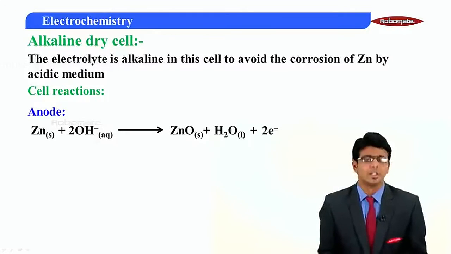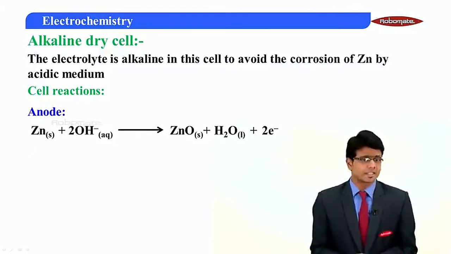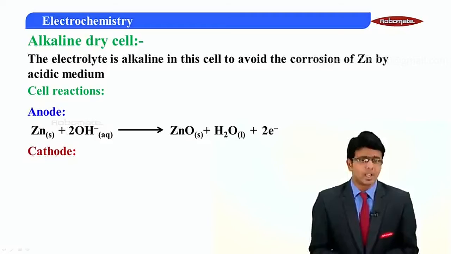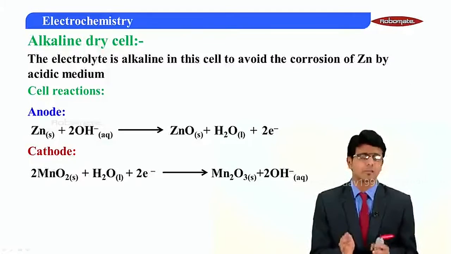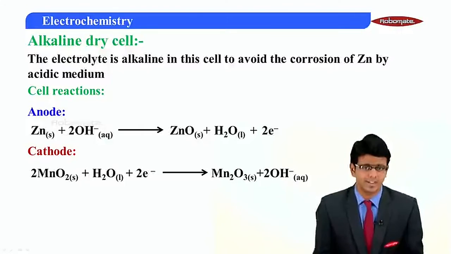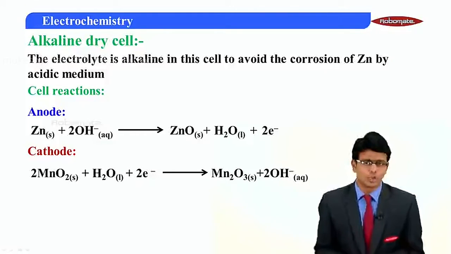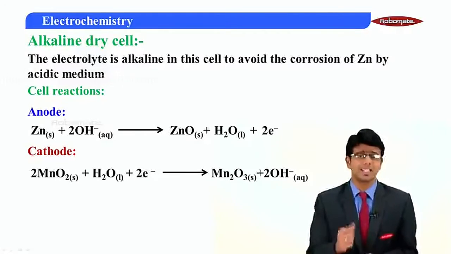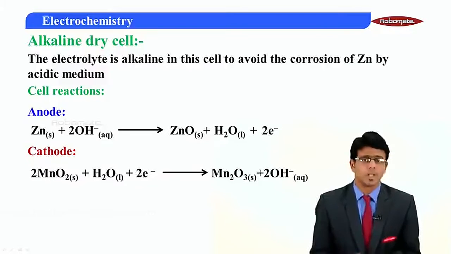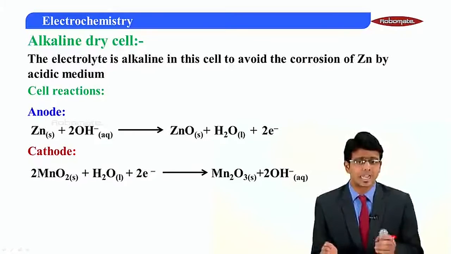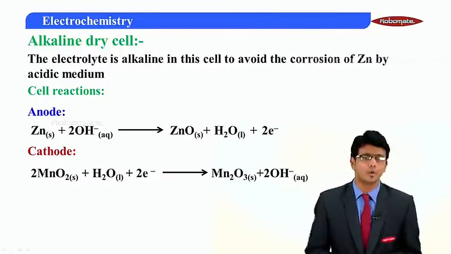So the reaction which is taking place at cathode here would be reduction of MnO2, okay, because NH4 plus ions are not there, right? So 2 MnO2 solid plus H2O liquid plus 2 electrons will give rise to Mn2O3 solid plus 2 OH minus. So here MnO2 is getting reduced to Mn2O3.